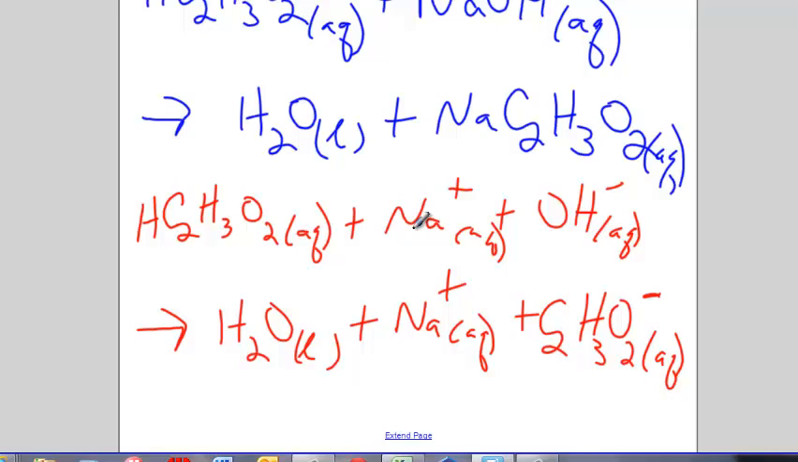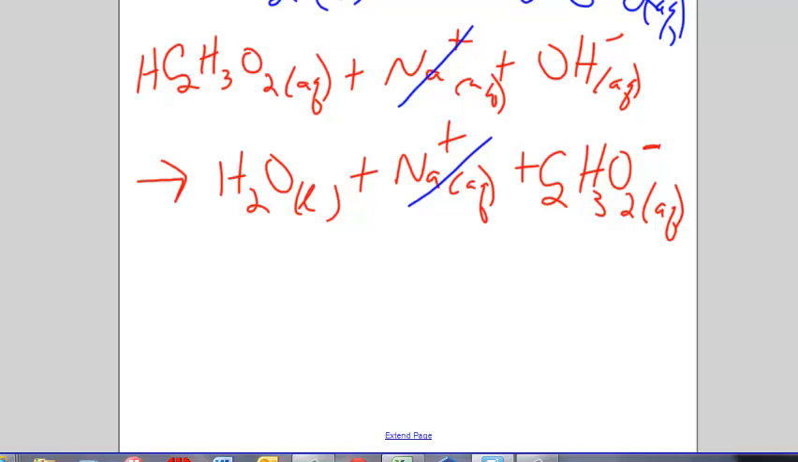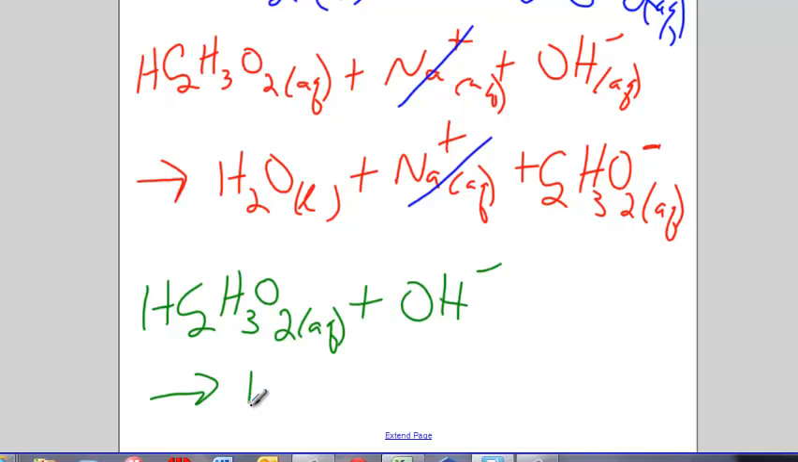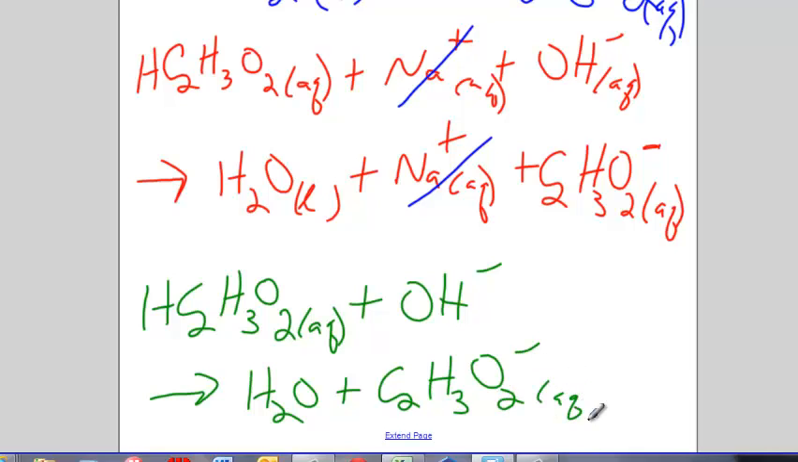But now, look what I've got. I've got acetic acid, I've got Na pluses, OH minuses, going to water, Na pluses, and acetate. What's my spectator here? I've only got one. Na plus. That's my only spectator ion. I cannot cross out this acetate and this acetate because here the acetate is still part of acetic acid. These guys do not cancel. Same as OH minus can't cancel with water because it's bonded over here. So now, to write the net ionic, I need HC2H3O2, aqueous, plus OH minus yields water plus acetate ion. Aqueous there, liquid there.